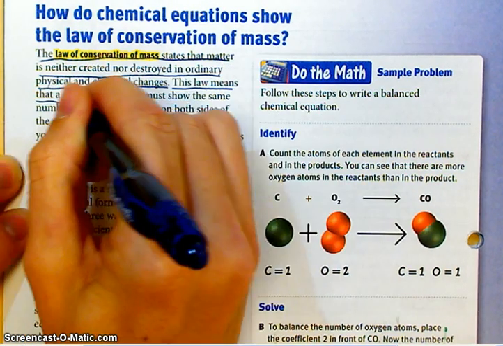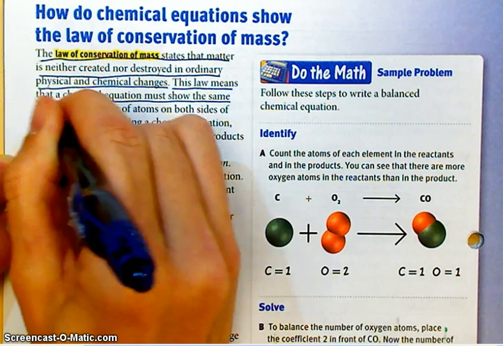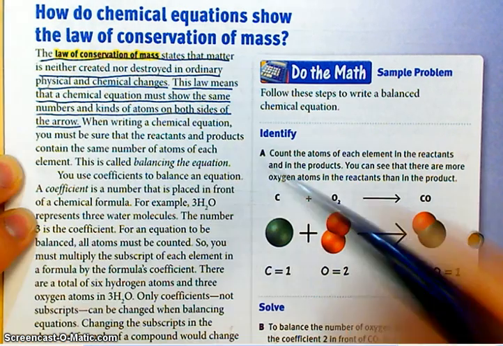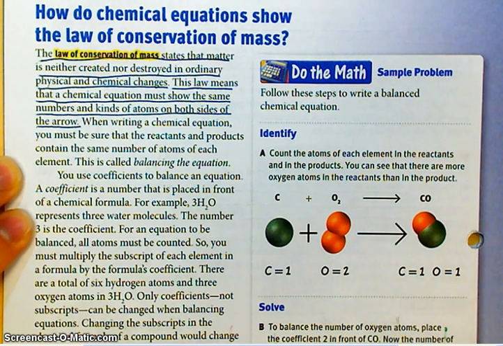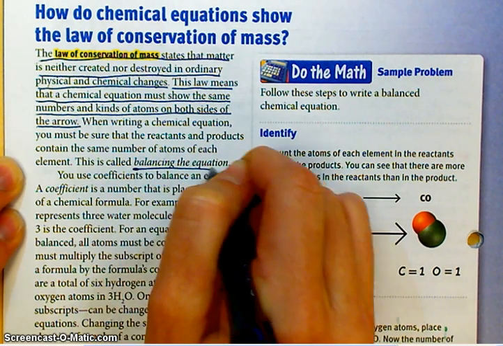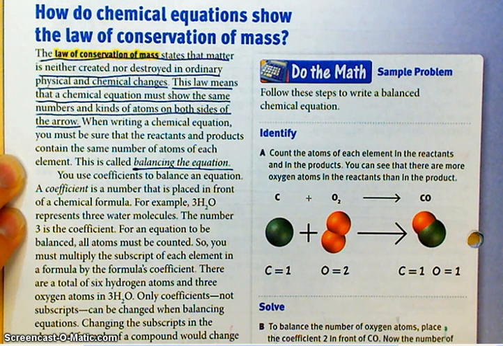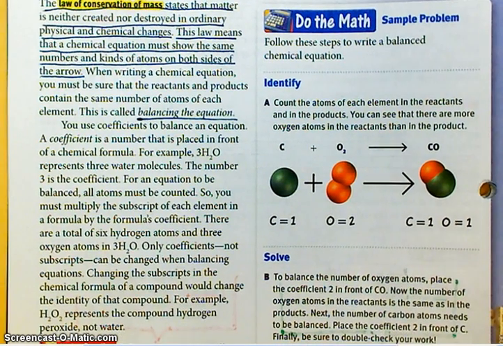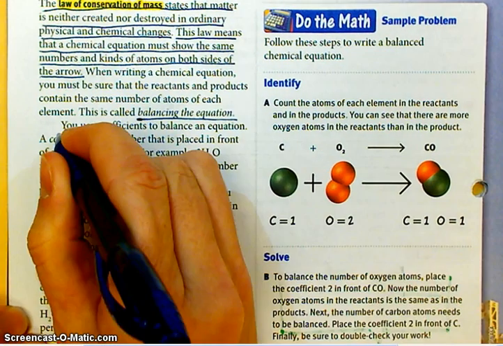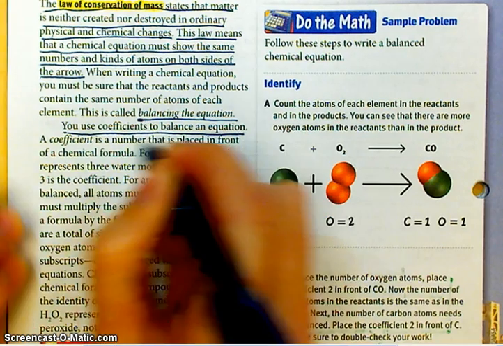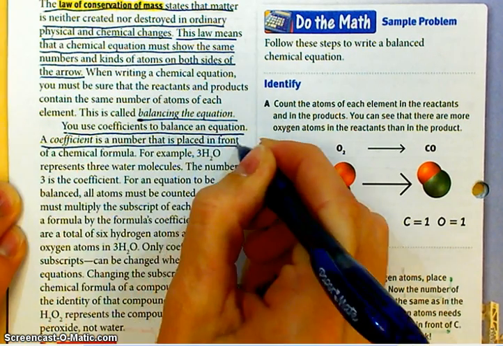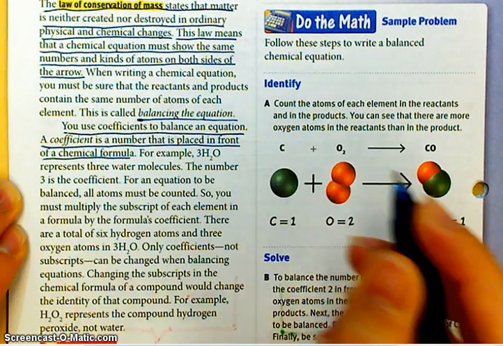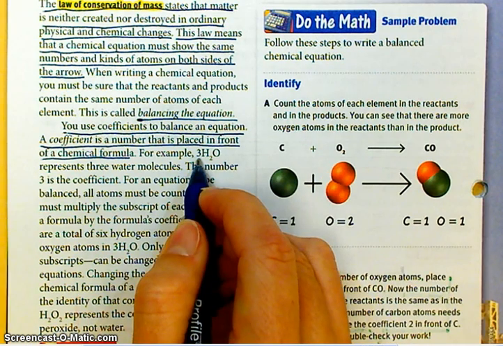Since nothing can be created or destroyed, we have to wind up with the same numbers of elements and the same types of elements that we started with. Okay? And we do this by taking our chemical equations and balancing them, because we have to make sure that we wind up with the same amount of stuff that we started with. All right. How do you balance an equation? Well, you balance an equation by using coefficients. And a coefficient is the big number that's in front of a chemical formula.